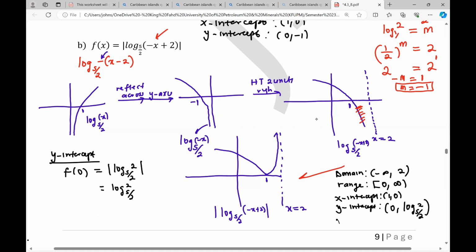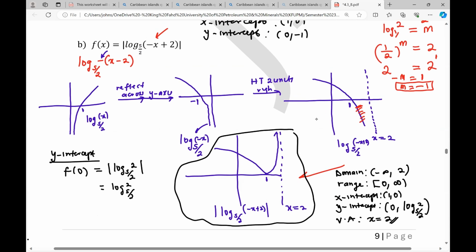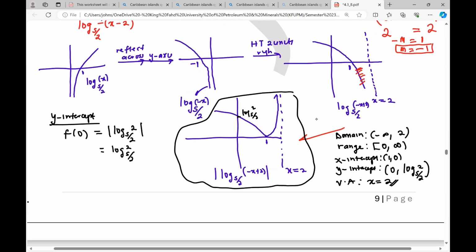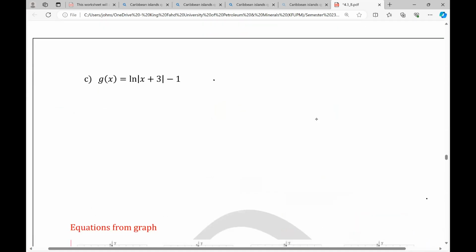So here we need to add the vertical asymptote, which is just the line x equals 2. So this is the final answer, the final graph. And here you can call this point log base 5 over 2 of 2. All right, so let's take another one.